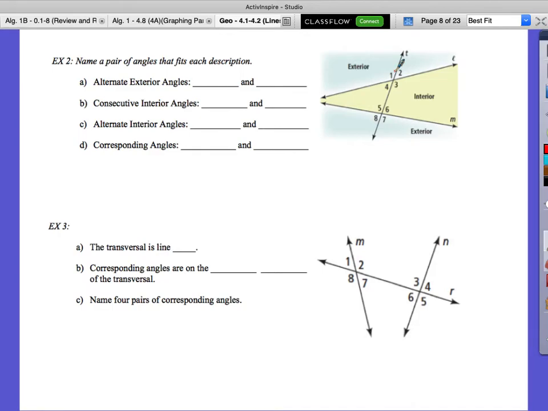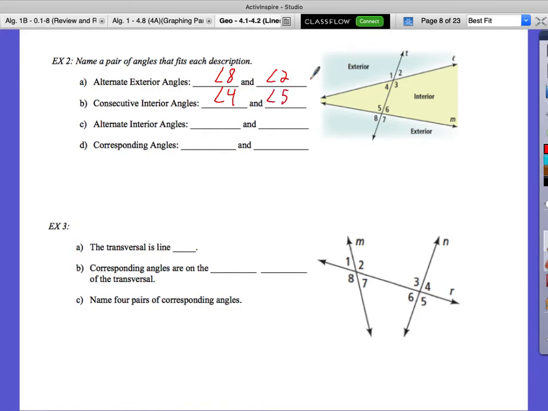Raise your hand if you have a pair of alternate exterior angles. Emily. 8 and 2, great. Is that the only pair that would have worked? No, we could have done 1 and 7. Somebody give me a pair of consecutive or same side interior angles. 4 and 5. Is that the only pair that would have worked? No, we could have done 3 and 6.